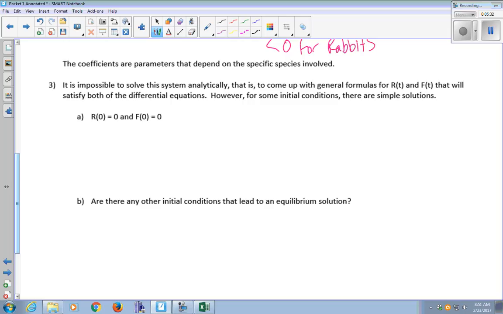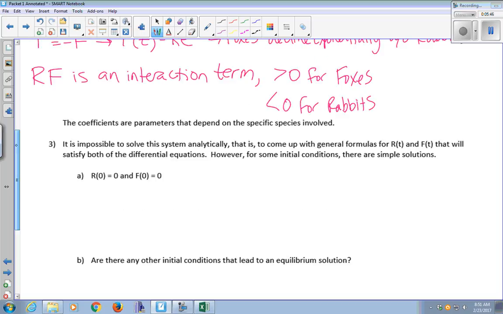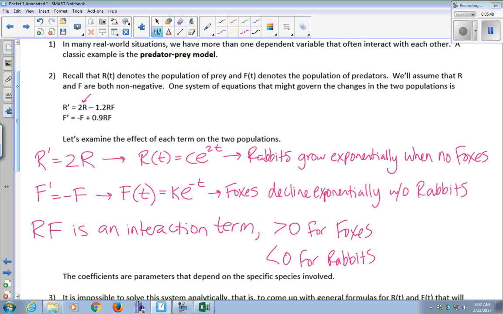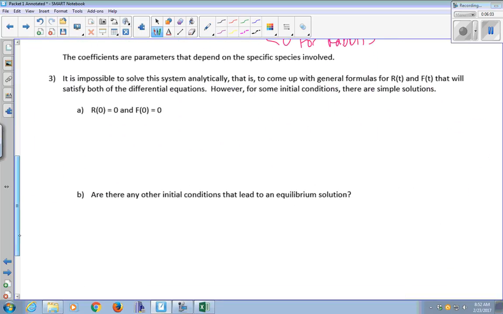So for some initial conditions, like R of 0 is 0 and F of 0 is 0. So at time 0, there are no rabbits and there are no foxes. So what's going to happen? Nothing. There will always be no rabbits and foxes, right? So if you go up and look at the equations, if you plug into the R prime and F prime equations, if you replace R and F with zeros, it says R prime is 0 and F prime is 0, which means neither population is changing, so they can't ever move away from 0. Right, so that's a simple solution, right?